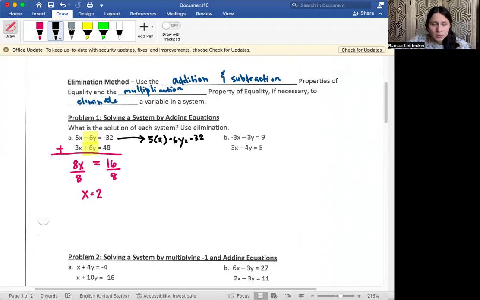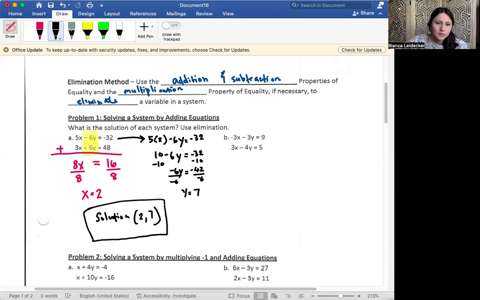So over here, I'm just going to plug in 2. That's 10 minus 6y equals negative 32. Subtract 10 on both sides. Negative 6y is brought down, equals negative 42. Divide by negative 6. Negative 42 divided by negative 6 is positive 7. So the solution, remember, we're always going to write our solution as an xy pair, is 2, 7. Okay, this is the solution.